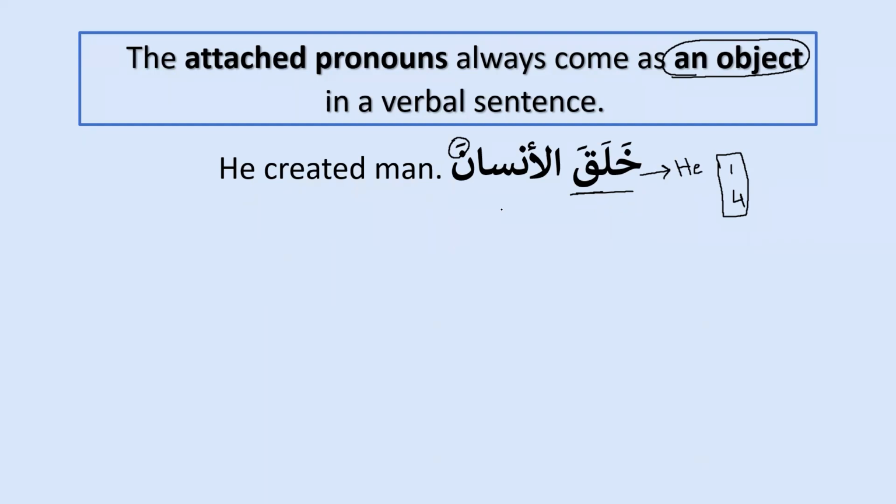The noun will always be mansub. But after 1 and 4, the noun can be marfu' and the noun can be mansub. Whenever you see that the noun is mansub, it has fatha, that means the inbuilt doer, which is he inside it, is activated. So when we say khalaqa al-insana, of course it refers to Allah subhanahu wa ta'ala, but we didn't say khalaqa Allahu al-insana. The sentence says khalaqa al-insana, and it will be he created man.